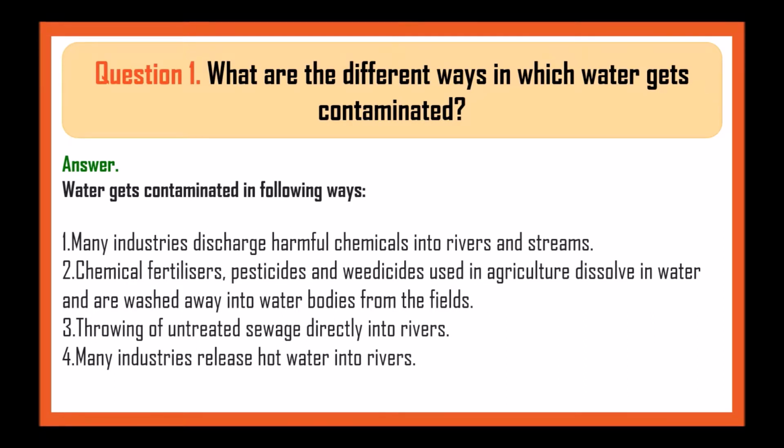Chemical fertilizers, pesticides, and weedicides used in agriculture dissolve in water and are washed away into water bodies from the fields. Untreated sewage is thrown directly into rivers. Many industries release hot water into rivers. So these are the ways water gets contaminated.